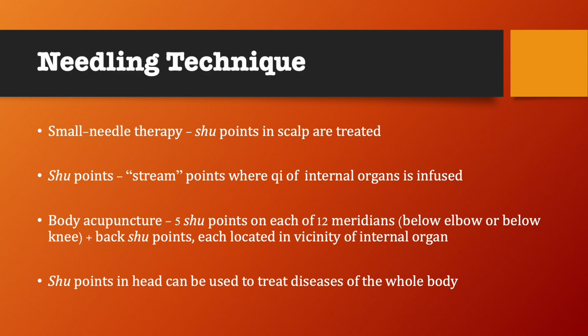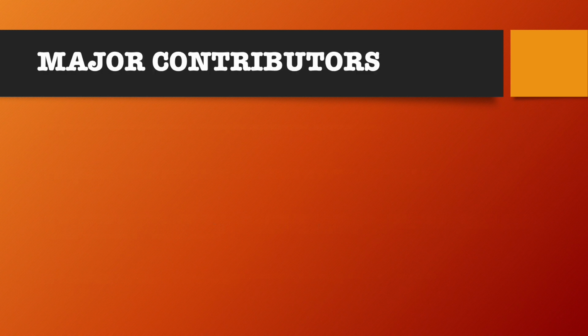The technique is small needle therapy in which shu points in the scalp are treated. Shu points are stream points where the chi of internal organs is infused. In body acupuncture, there are 5 shu points on each of the 12 meridians, below the elbow or below the knee, plus back shu points, each located in the vicinity of an internal organ. Shu points in the head can be used to treat diseases of the whole body.